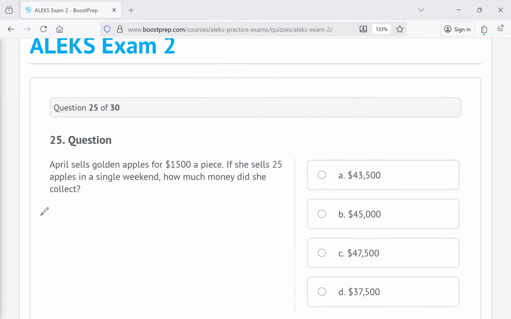Okay. Question 25. April sells golden apples for 1,500 apiece. If she sells 25 apples in a single weekend, how much money does she collect? So basically, it's as simple as that. It's really simple. It's just 25 times 1,500. And when you do that, you get 37,500, under D.